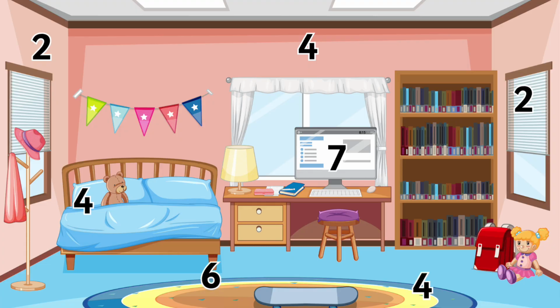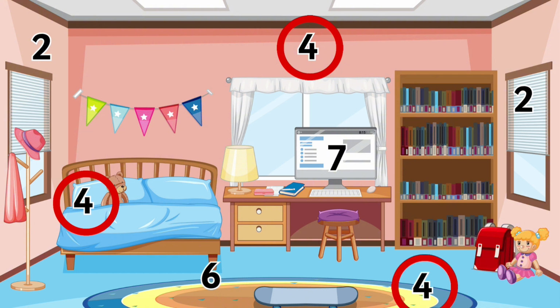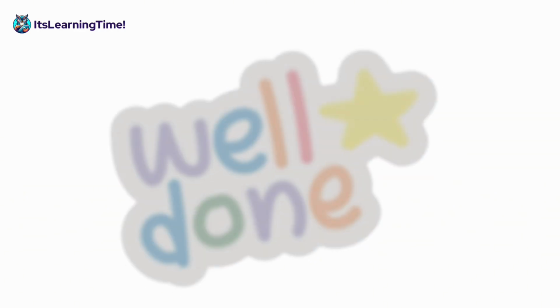Now, can you identify number 4 in this bedroom? We have number 4 on the bed. There's another number 4 on the wall. And number 4 on the rug. Well done.